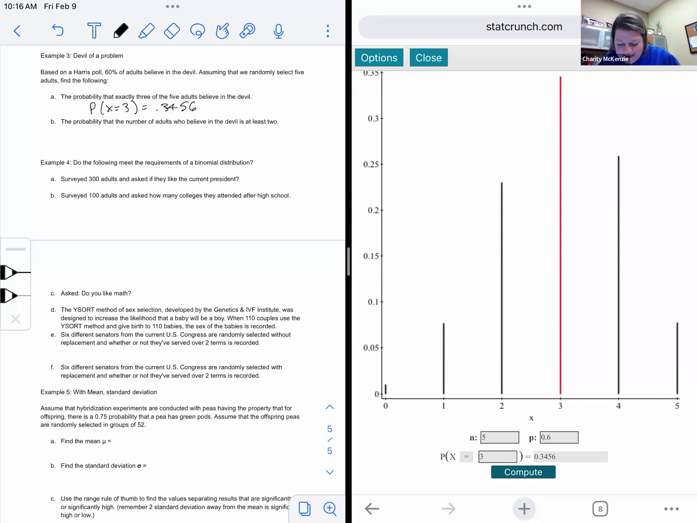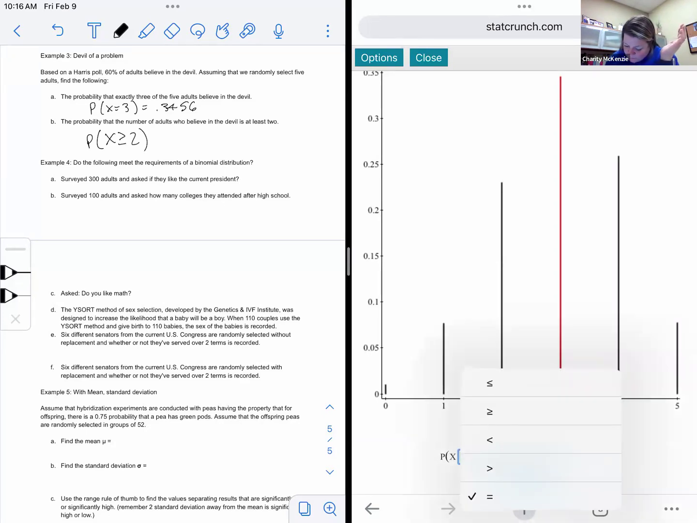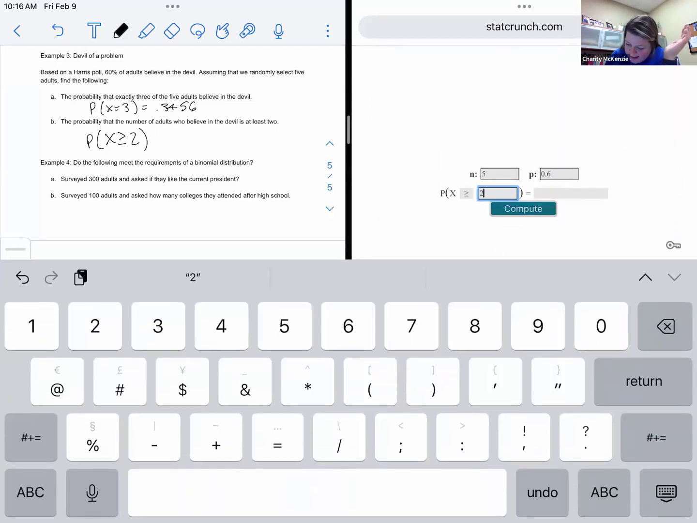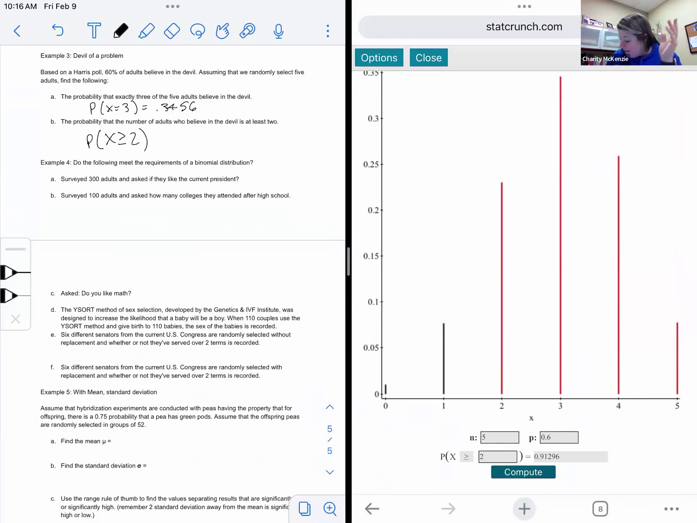So the probability that the number of adults who believe in the devil is at least 2. So this one's asking for at least 2, so greater than or equal to 2. So we change this symbol to greater than, and we change our 3 to a 2 and hit compute, and that's way bigger. So it's 90.913-ish. So if at least 2 out of the 5 people, 91% would believe in the devil.